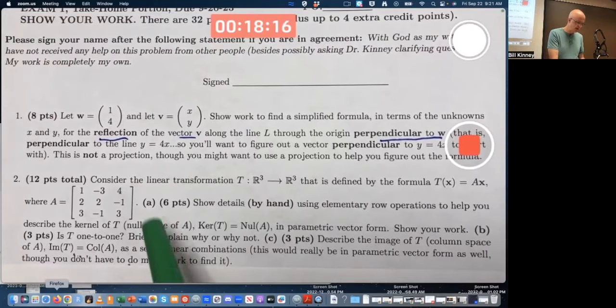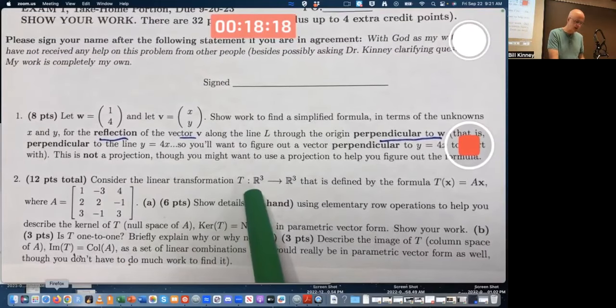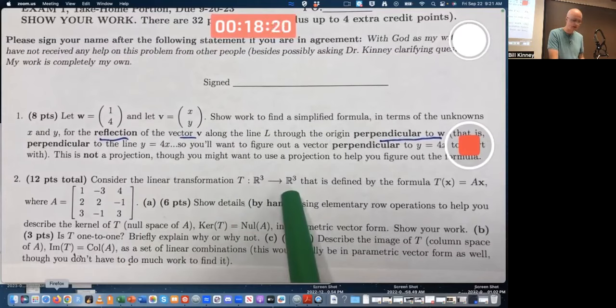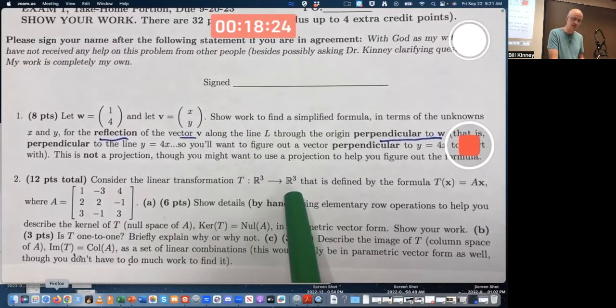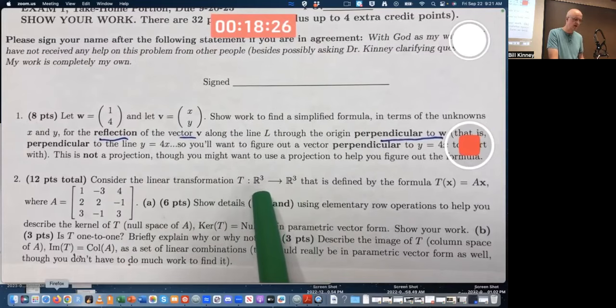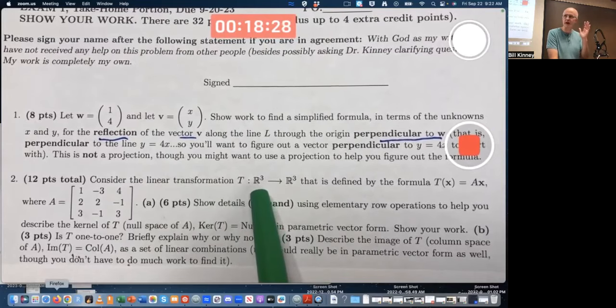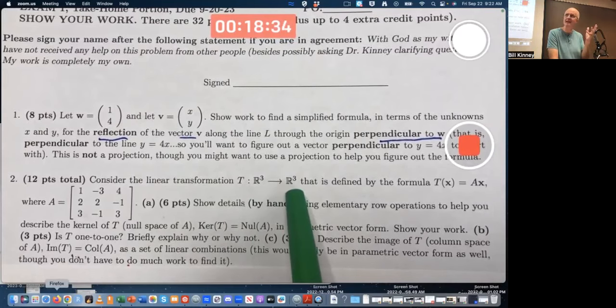In number 2, we're considering a linear transformation T from R3 to R3. The domain is 3-dimensional space, and the codomain is 3-dimensional space. You can plug in any 3-dimensional vector into the transformation, but the transformation is not necessarily onto. You may not get every possible 3-dimensional vector as an output. In fact, this transformation turns out to not be onto.